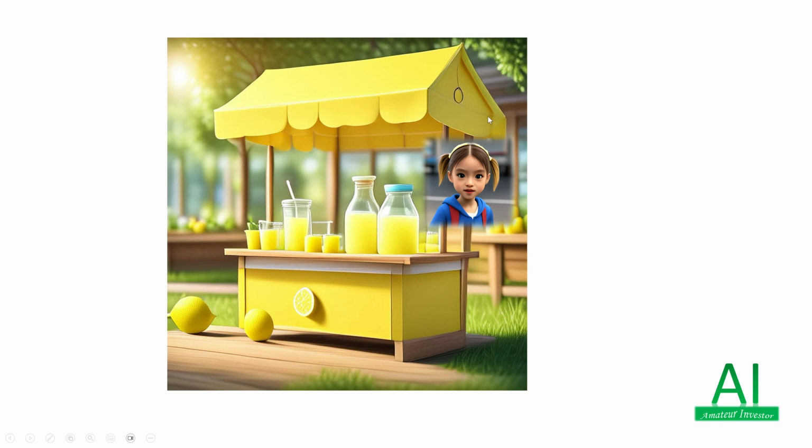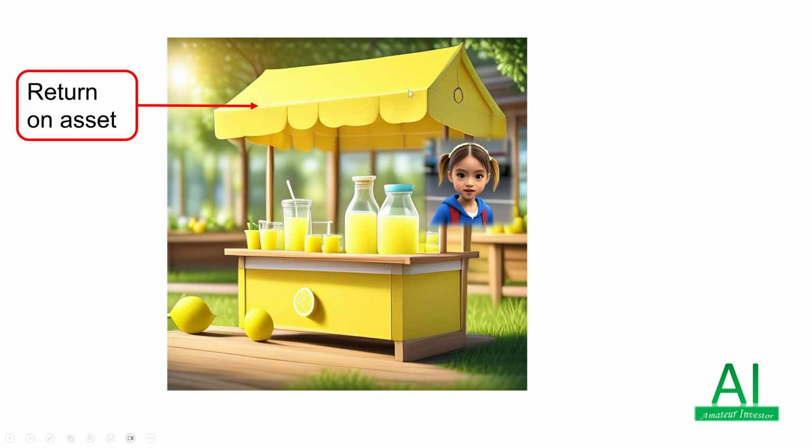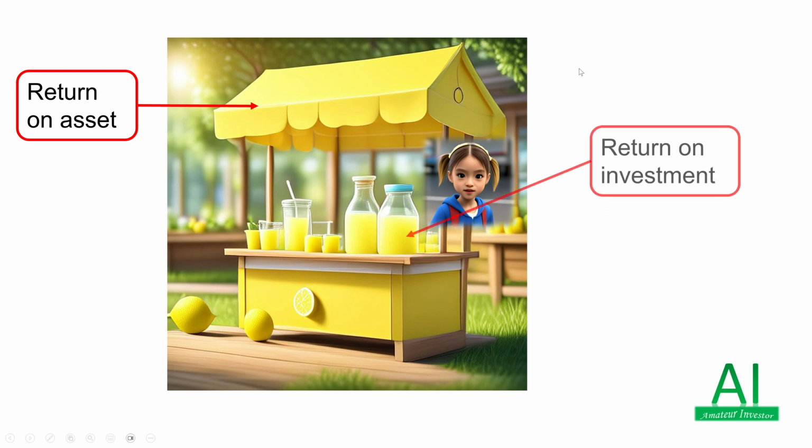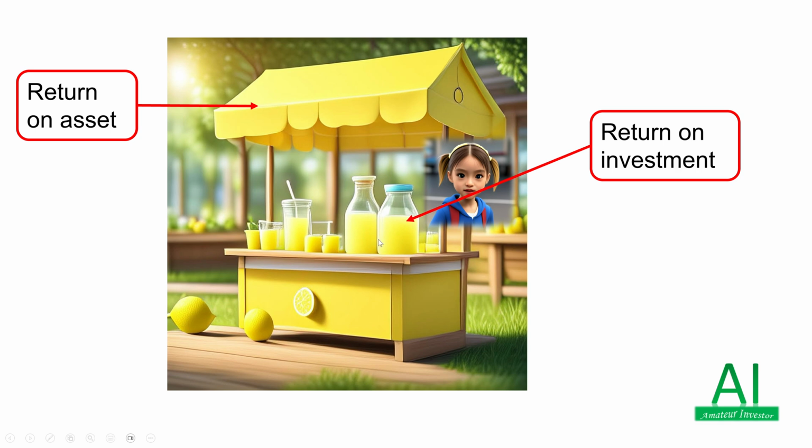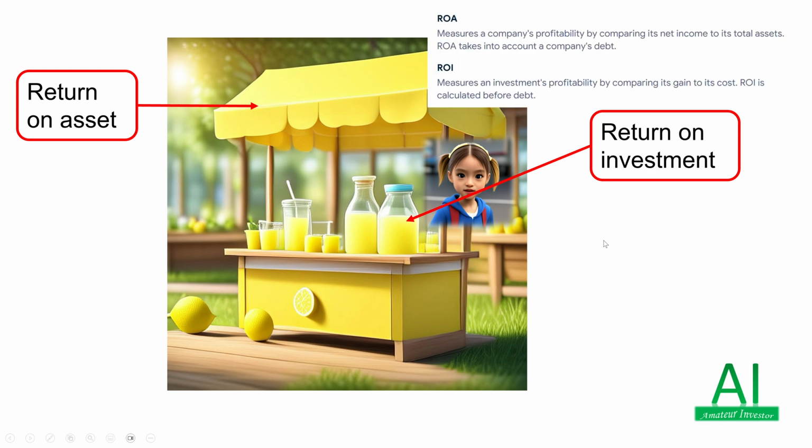Now, for fundamental analysis, let's take for a second a lemonade stand run by Jill here. Return on assets. The asset could be the lemonade stand itself. Return on investment. Now, Jill has to invest in lemonades and water and so on. The difference between return on asset and return on investment: return on asset is the profitability of a company when comparing its net income to its total assets, taking into account a company's debt. The difference in return on investment is that it measures an investment's profitability by comparing its gains to its costs. Return on investment is calculated before debt. As long as you look at one or the other, it doesn't really matter for me.